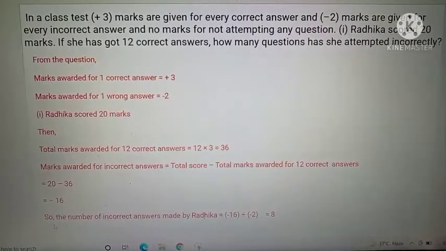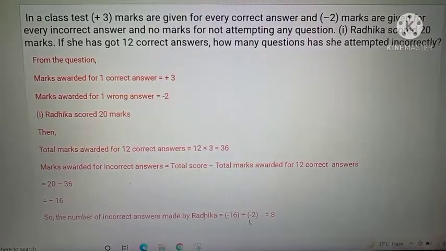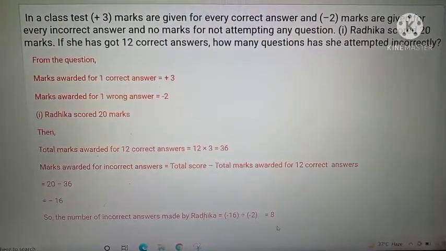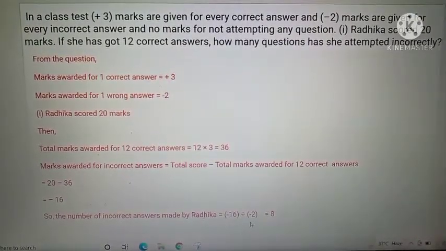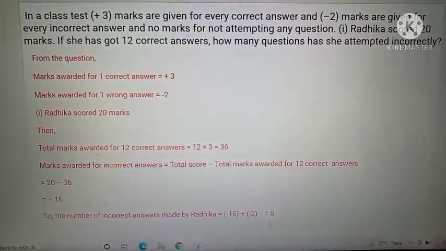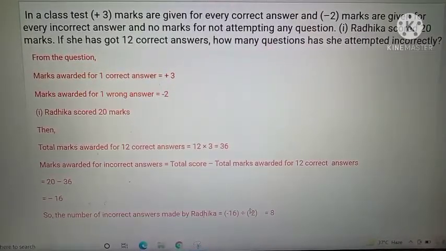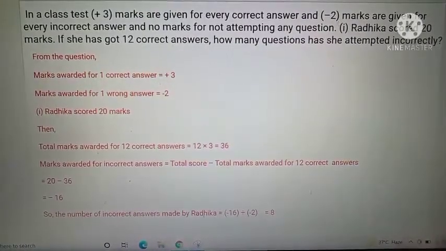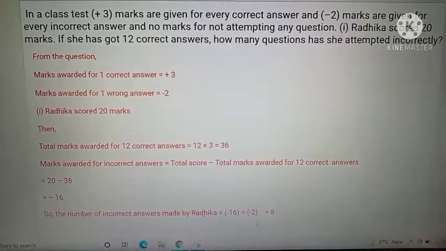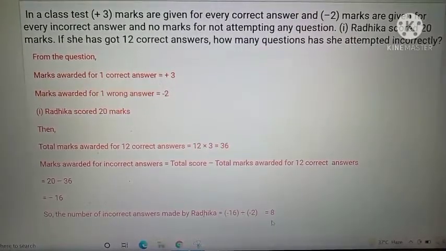Minus 16. So the number of incorrect answers made by Radhika is minus 16 divided by minus 2. So how many incorrect answers did she make? 8. Minus 16 divided by minus 2, that is 8. How did this minus 2 come, children? For every incorrect answer, the teacher is giving minus 2 marks. That's why minus 16 divided by minus 2, that is 8. 8 incorrect answers are made by Radhika.